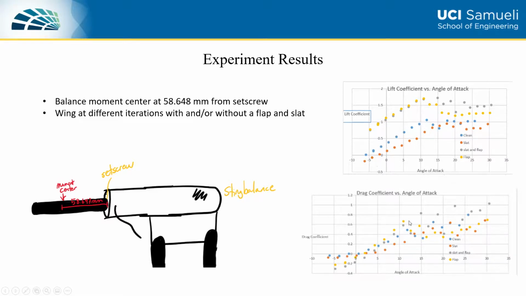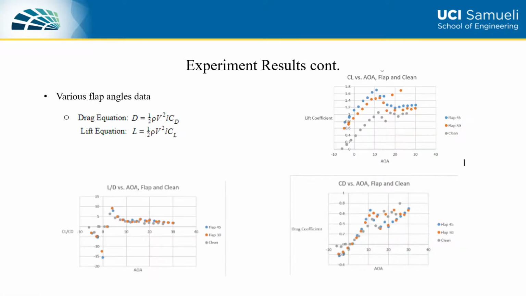And then when it comes to drag, however, the trade-off with flaps is that you get increased drag. So you can see that the yellow and the grays are way steeper and reach higher points than just with the slat or with the clean. So this shows us that there's a trade-off when it comes to deploying flaps and such.